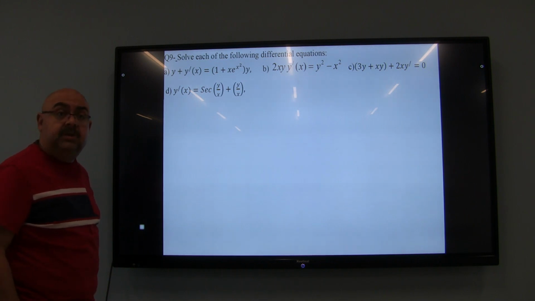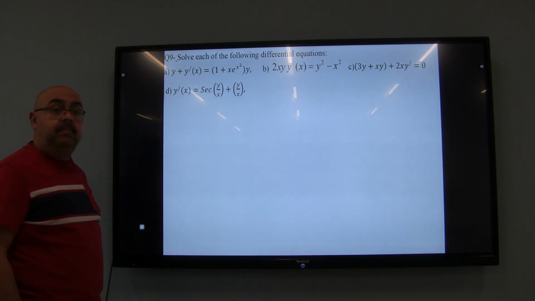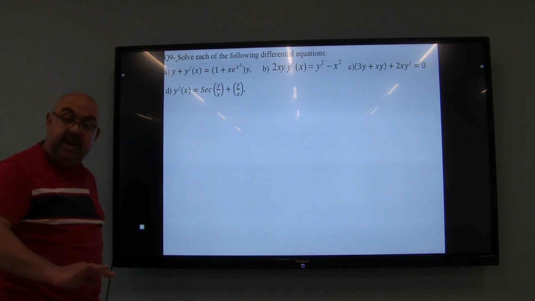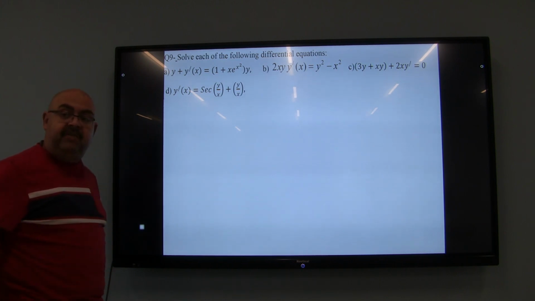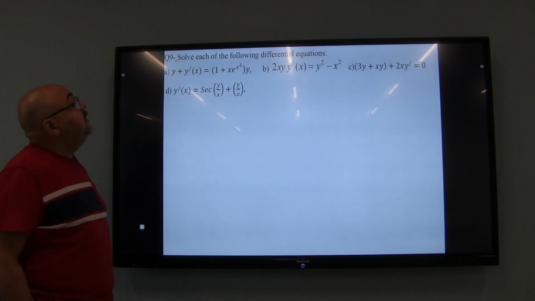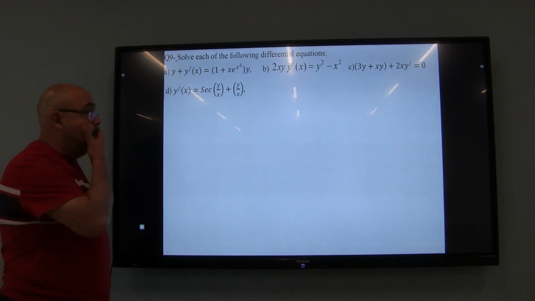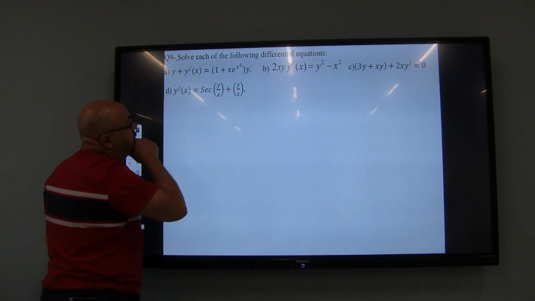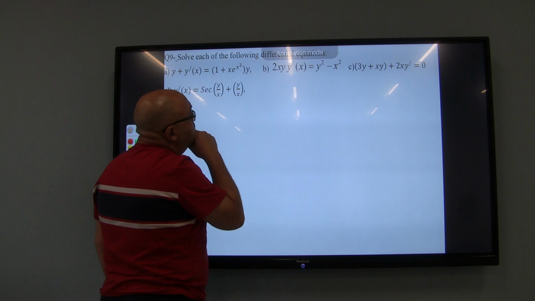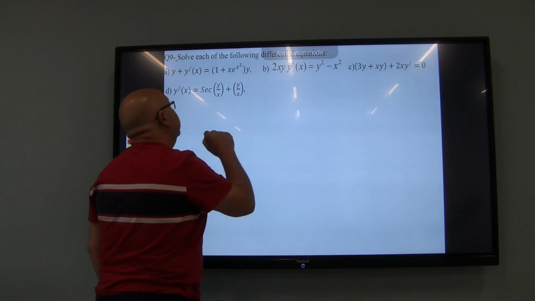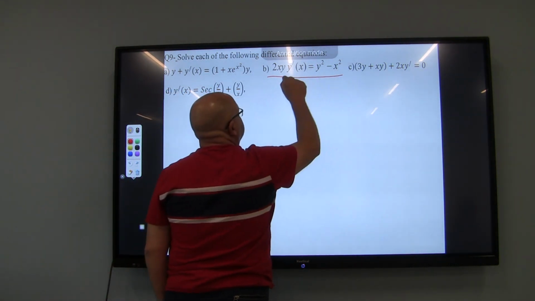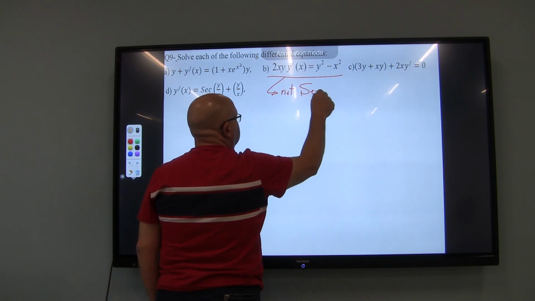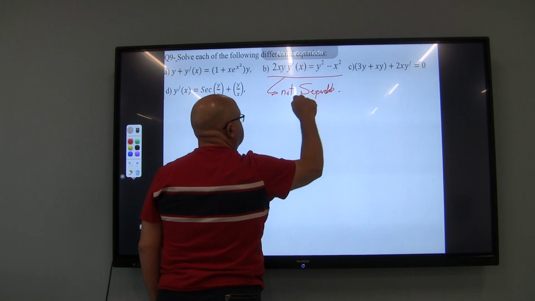Can you solve it using separation? No. Can you separate getting all the y's with dy and all the x on the other side with dx? You will never succeed in that because of the negative sign. Wait. Why not try to divide on 2? Why not dividing on x squared? So this problem is not separable.